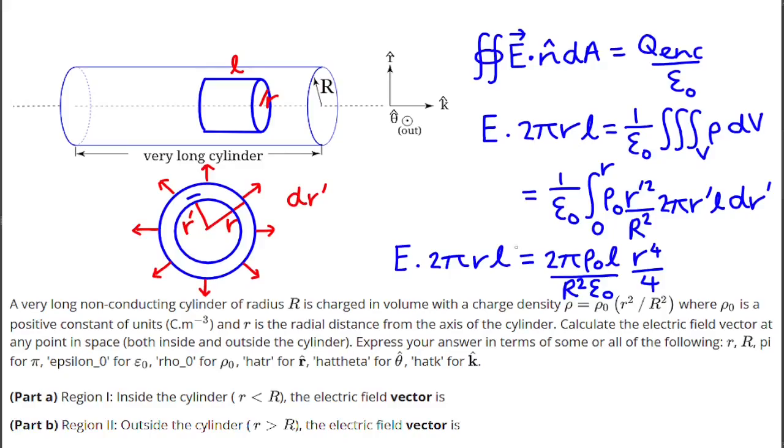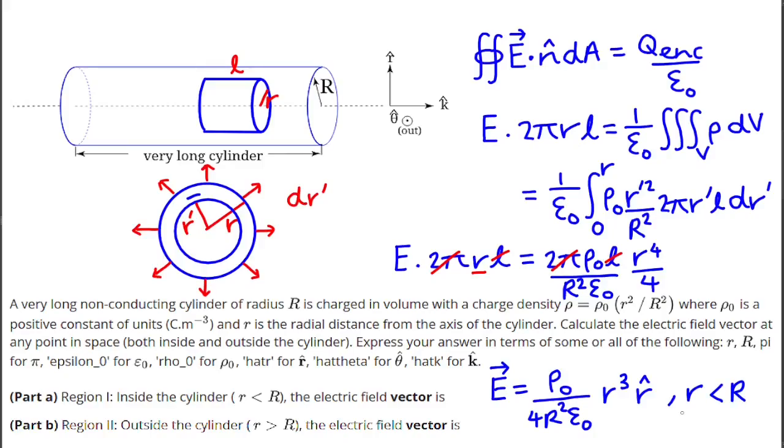Dividing through by 2 pi, by L, and also by r, we get the electric field is rho naught over 4 r squared epsilon naught times r cubed, and this electric field acts in a radial direction. So that's our electric field, where r is less than the radius of the cylinder.